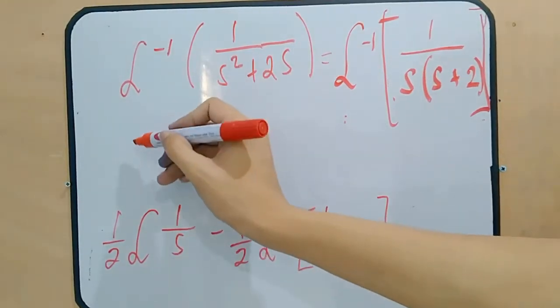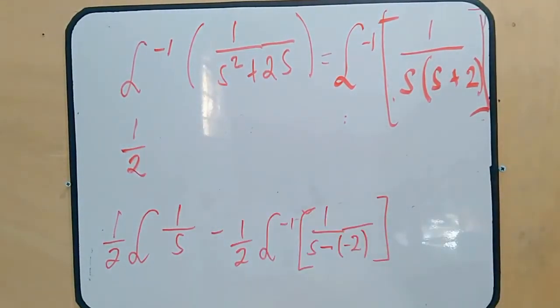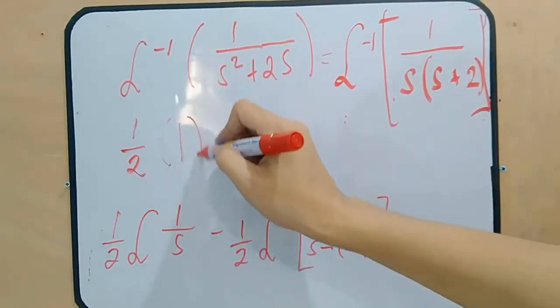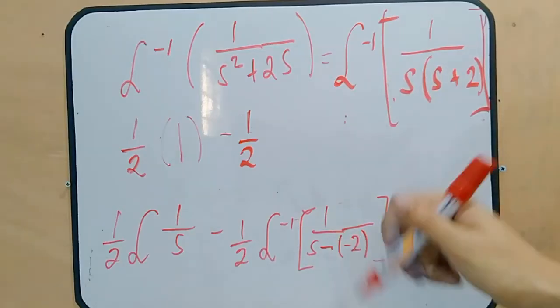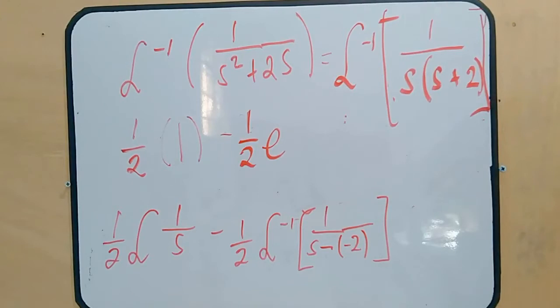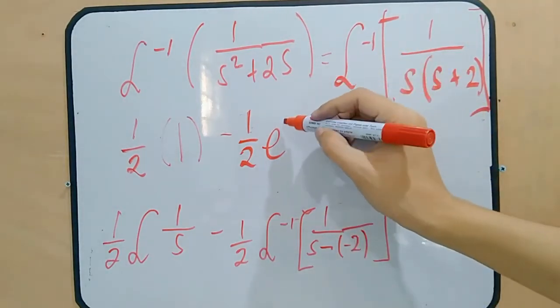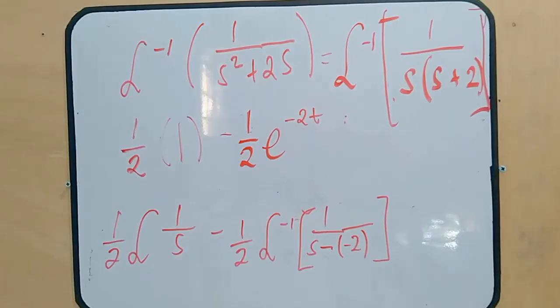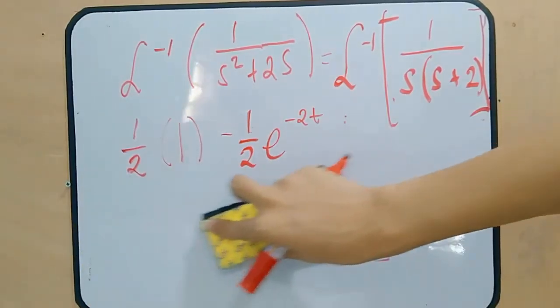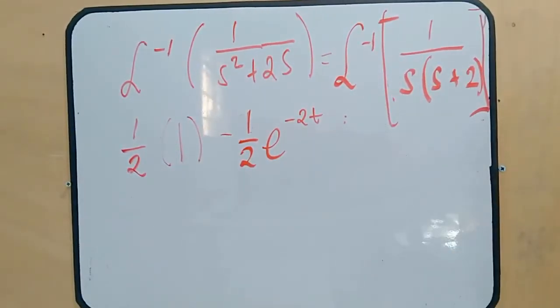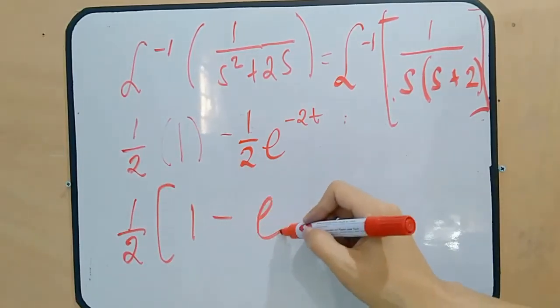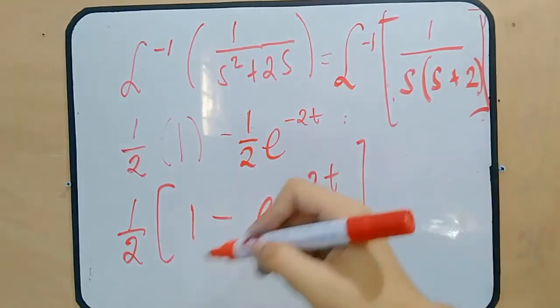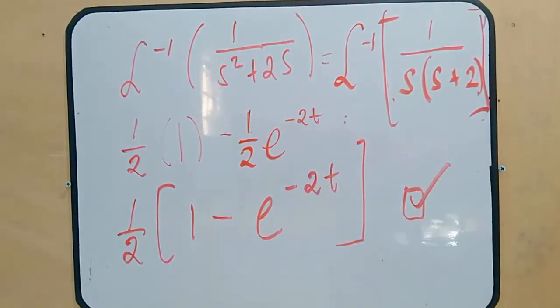So, here we have 1 half. So, the inverse Laplace transform of 1 over s, that is 1. So, minus, so 1 half. The inverse Laplace transform of this expression is, so e raised to at. So, yung a natin is itong constant. So, this is negative 2t. So, this is our final answer for this problem. So, i-simplify natin guys. I-factor out natin yung 1 half since na common siya. So, 1 half. So, this is 1 minus e raised to negative 2t. So, this is our answer.